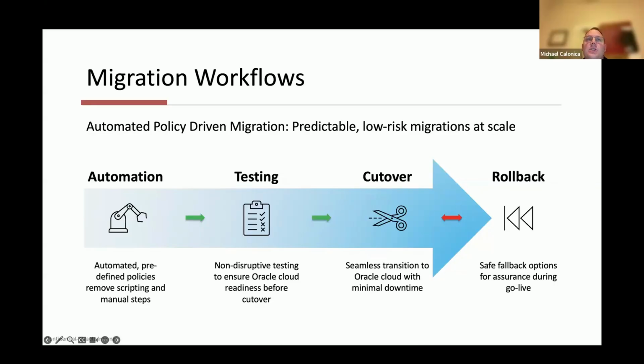From a testing and validation before cutover phase, right? This is very non-disruptive testing. This ensures workloads are OCI ready before they go live. This is a critical phase that you can test. It also helps mitigate any concerns that you have out there when you're making a migration. Testing ultimately reduces the risk of post-migration issues, and any type of costly remediation, right? And so that's why it's really important that you go through this testing phase.